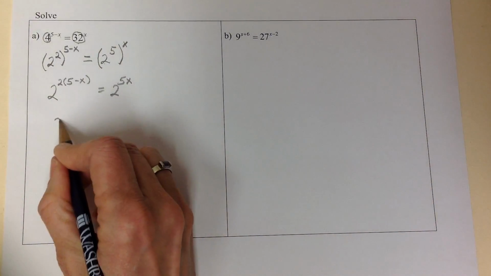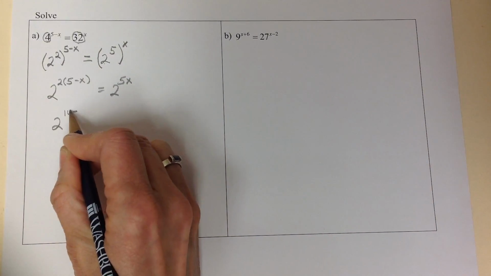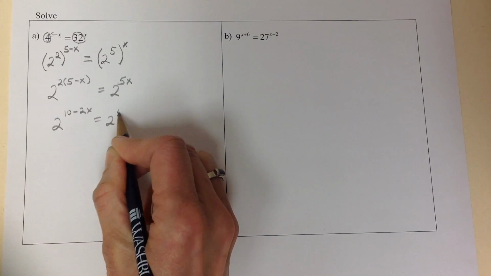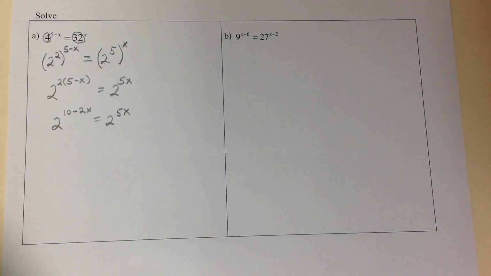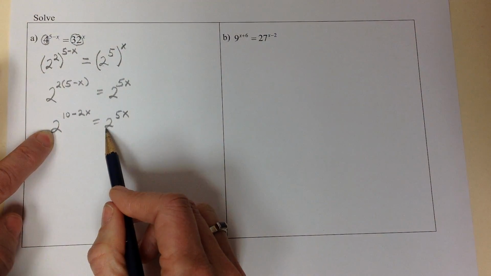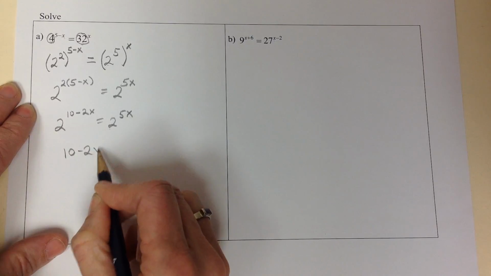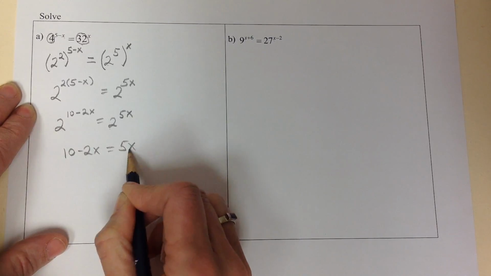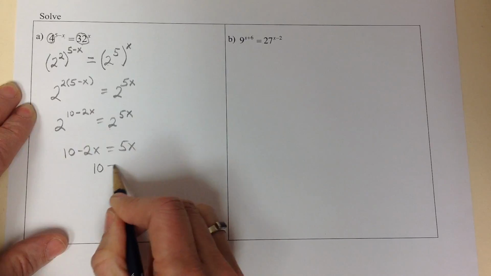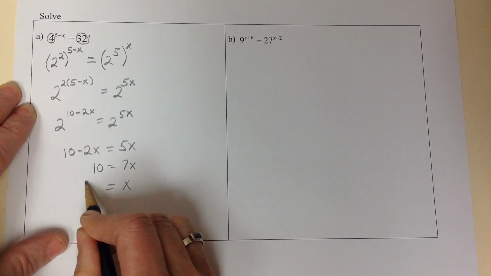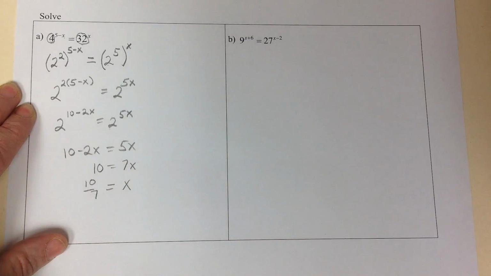So if I do my distributing in the exponent on the left, I get 10 minus 2x equal 2 to the 5x. My bases are the same, my exponents are simplified. Set the exponents equal to each other. 10 minus 2x equals 5x. That's 10 equals 7x, or x equals 10 sevenths.